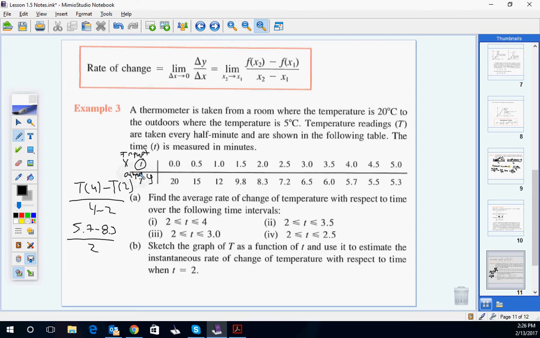So it asks me between 4 and 2. Four gives me this value, because we don't have a function to plug it into. It's just giving us the values. And 2 gives me 8.3. So I'm doing T of 4 minus T of 2 all over 4 minus 2. That's just a slope formula: y minus y over x minus x. So for part a, you would get negative 1.3. Is that right?